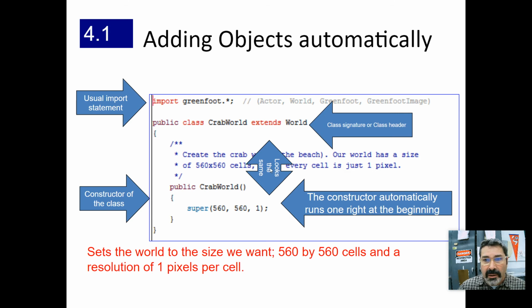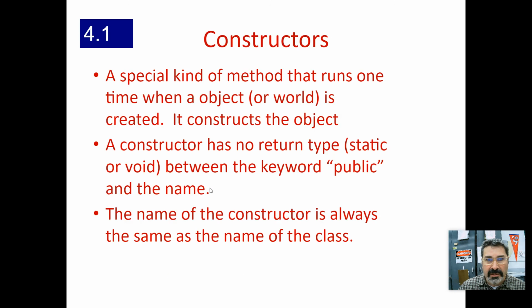By the way, notice this crab world looks the same as this. Notice another thing about this method. Where's the void? Public void, there is no void. Public int, there is no int. So there's no return type. It has the same name, and there's no return type. That's part of what makes it work specially. Especially write this down in your notes.